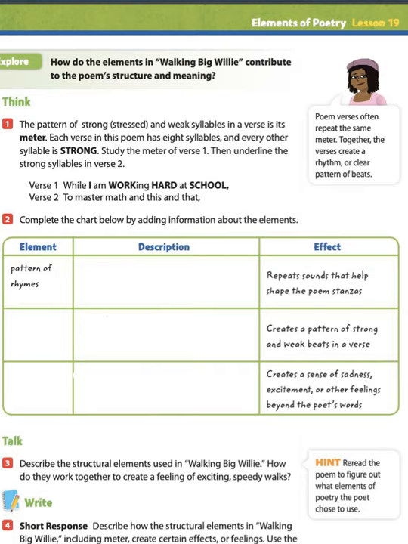The pattern of strong or stressed and weak syllables in a verse is its meter. Each verse in this poem has 8 syllables, and every other syllable is strong. Study the meter of verse 1. Then underline the strong syllables in verse 2. So if I look at the strong syllables in verse 1, while I am working hard at school, every other syllable is a strong syllable. What do you think are the strong syllables in verse 2?